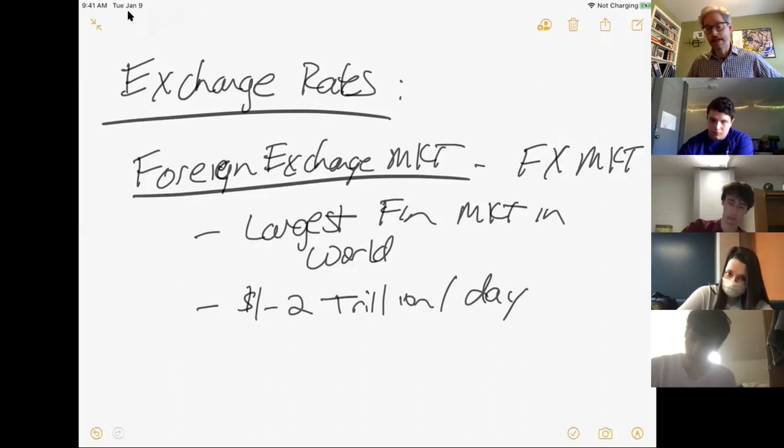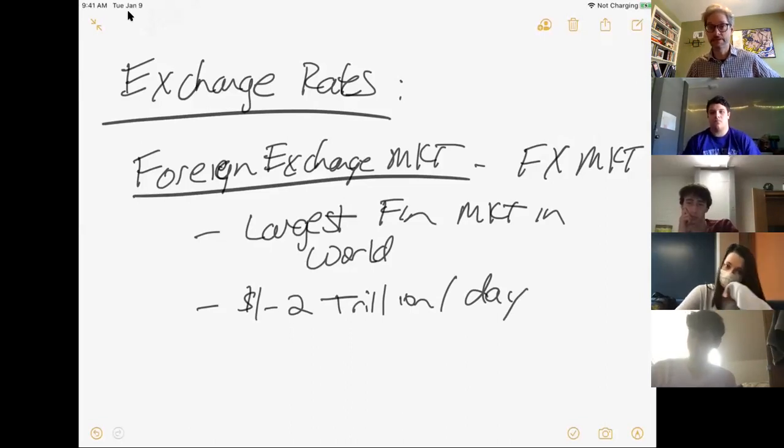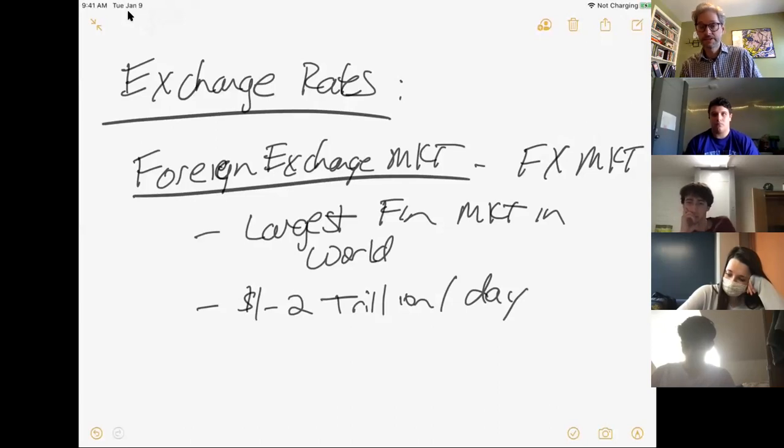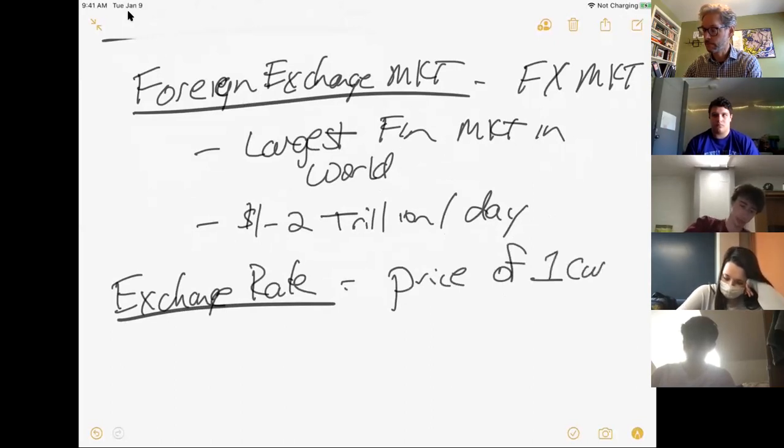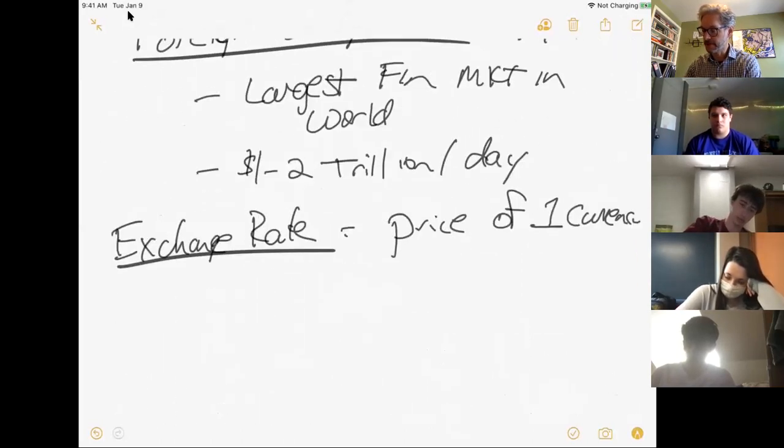Where is it located? Well, it's not located anywhere, right? This is basically a network of dealers, often associated with major banks and other financial institutions that have departments in which people make trades. Most of these trades are electronic, and so there's no physical location for this. It's just a network of traders who trade currencies. And so that is what an exchange rate is: an exchange rate is simply the price of one currency in terms of another currency.